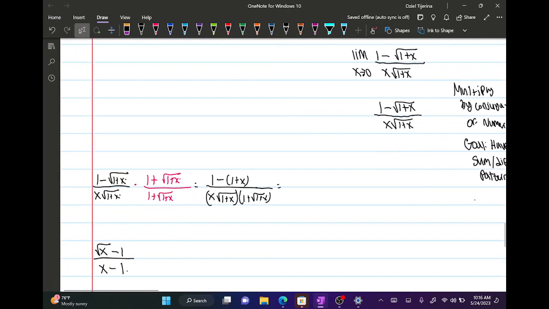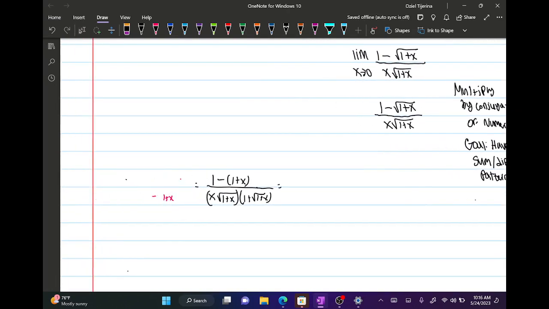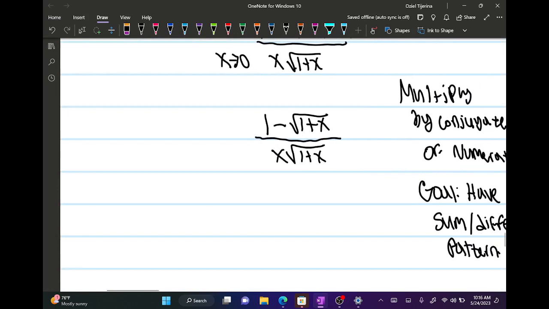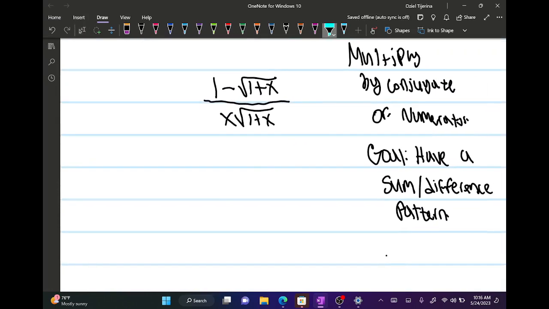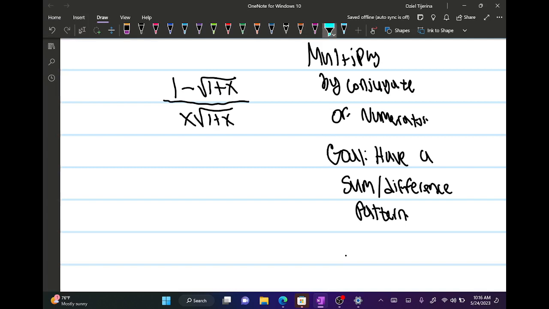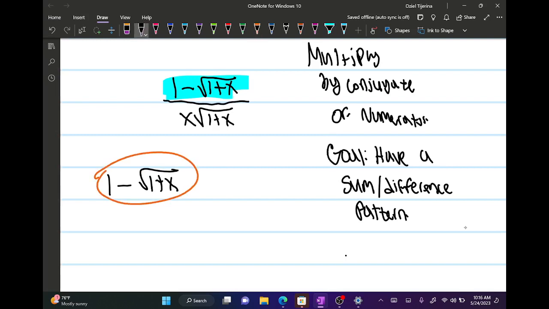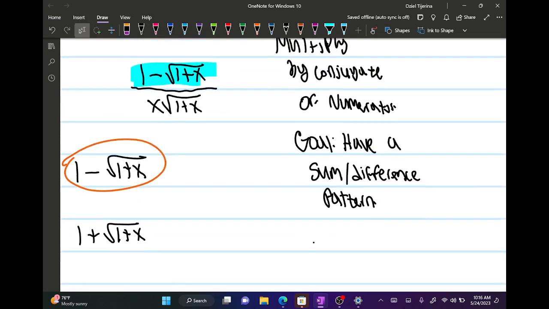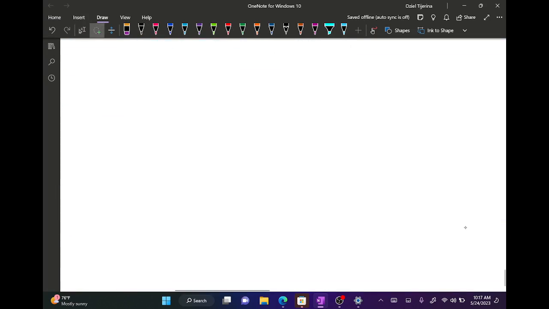So the one that we can take the conjugate of, when it comes to the sum and difference pattern, is this one. If I look at 1 minus the square root of 1 plus x, the conjugate of this, if you remember from algebra, is 1 plus the square root of 1 plus x. So we're going to multiply that on top and bottom.